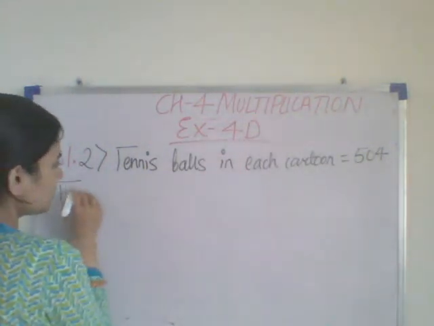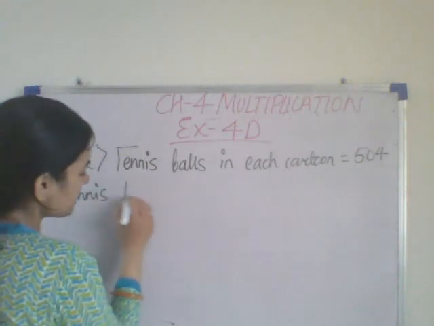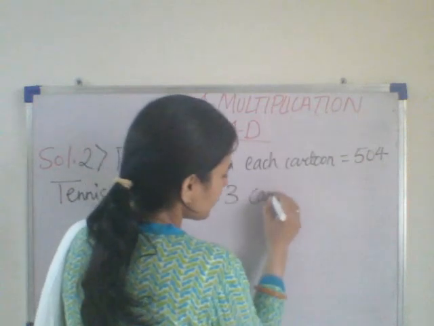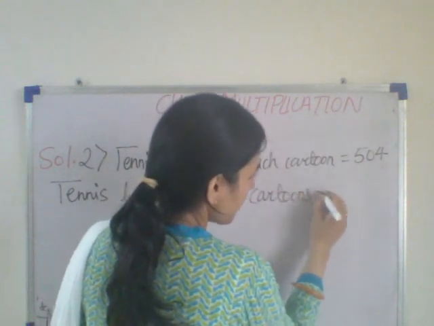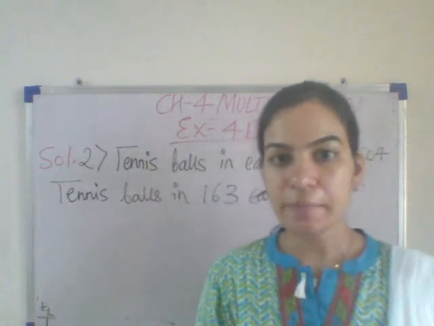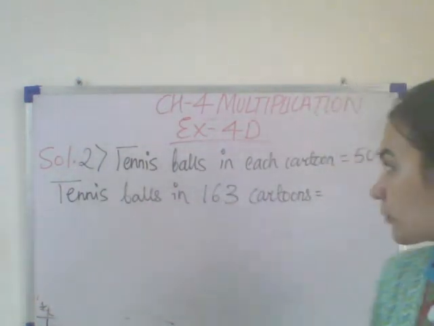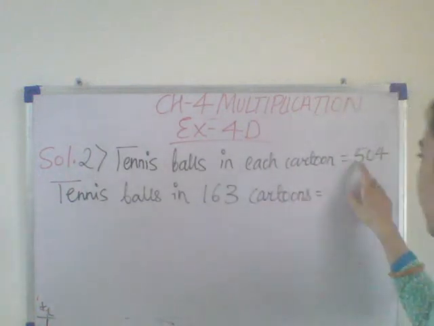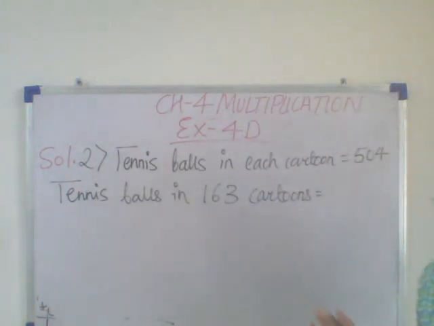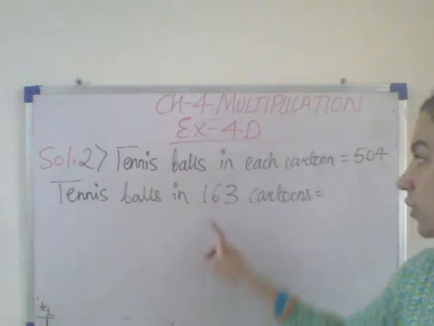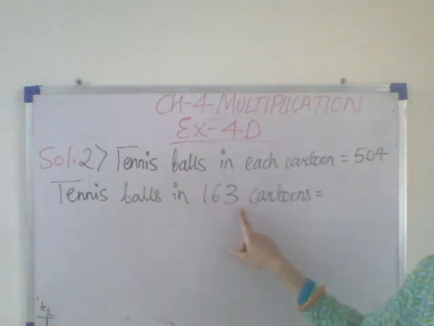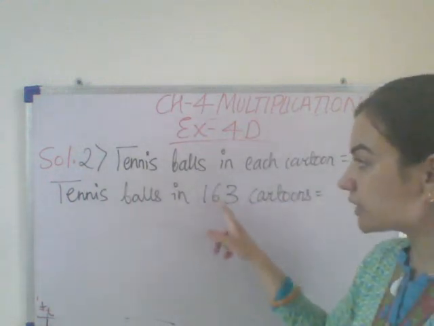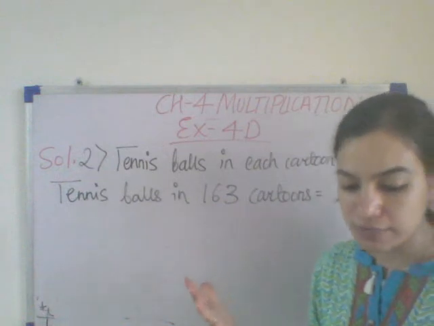So what you have to find out in the question: how many tennis balls are there in 163 such cartons? This you have to find out. So I am again explaining the question. What is given in the question? That there is a carton. In a single carton, 504 balls are there. And how many cartons are there? Total 163 cartons are there. You know, in one carton, this many balls are there. Now you have to find out in 163 cartons total how many balls will be there.